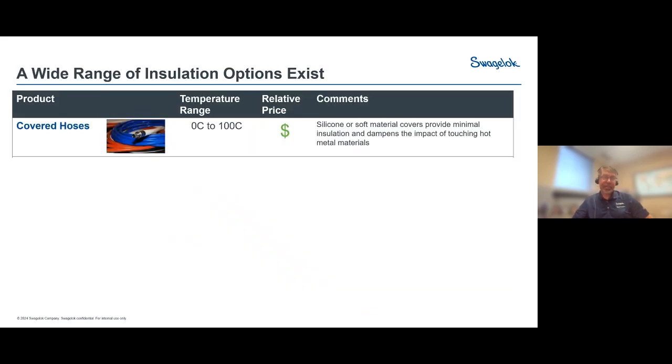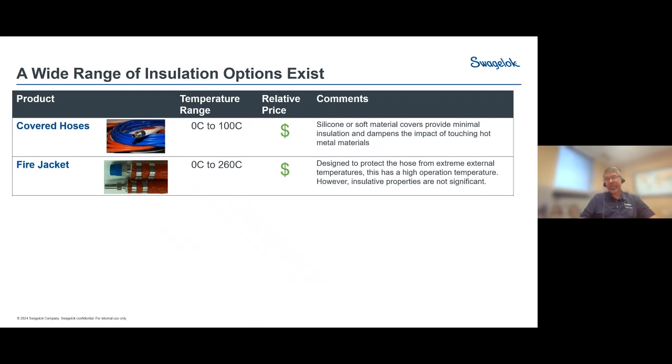So the first option is just a covered hose. Swagelok and other hose suppliers offer their hoses with silicone covers. The silicone cover actually acts as an insulator. It was originally designed to be a cleanable cover where you can wipe it down and make it clean, but it does act as an insulator. Very low temperature range, you can see it's not going to meet a lot of the needs, but about 0 degrees Celsius to 100 degrees Celsius. But the price is relatively small. It kind of comes along with the price of the hose. Very, very low price impact. But for very, very small temperature changes, this works really well at a very good price point.